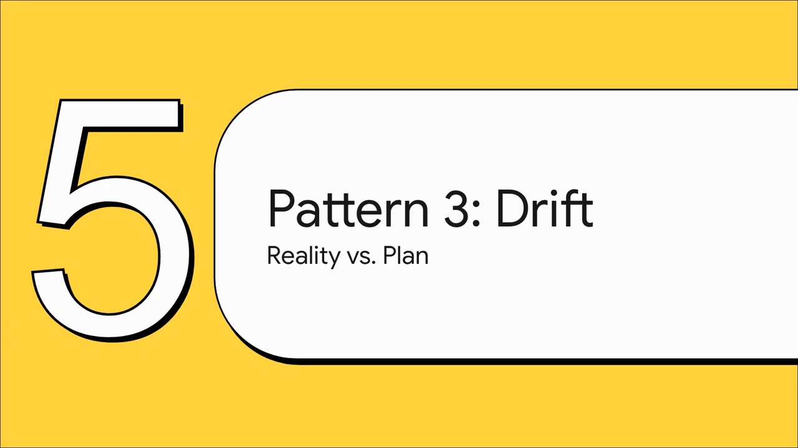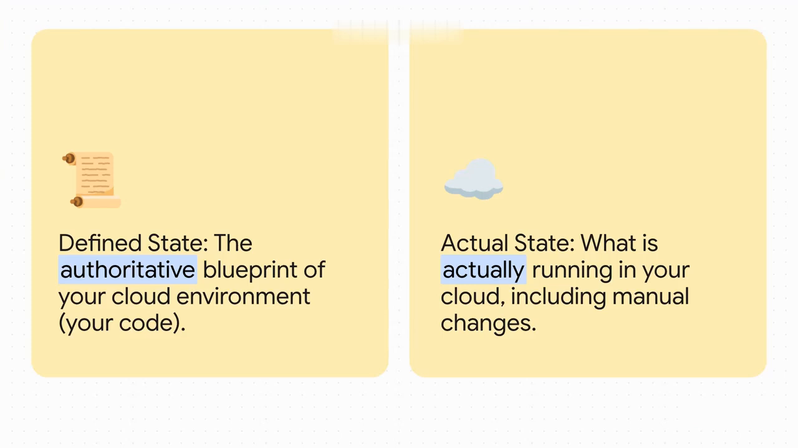Okay, our third and final pattern. Now this one's a little more advanced, but trust me, it's absolutely critical for any mature organization: drift detection. This is all about making sure that what's actually running in your cloud, the reality, perfectly matches what you plan to run. So to really get what drift is, you have to think about 2 different states. You've got your defined state, that's your blueprint. That's your infrastructure as code, like your Terraform or CloudFormation files. It is the single source of truth.